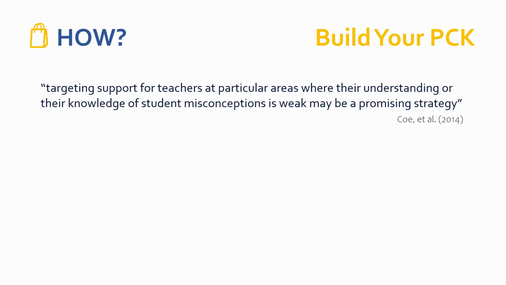So how do we do this? How do we go about making sure our PCK is up to scratch? We can, of course, improve our subject knowledge, or we could study new strategies and hope that those things overlap, or we can be a bit more precise. Back to Coe and colleagues from 2014 said this: targeting support for teachers at particular areas where their understanding or their knowledge of student misconceptions is weak may be a promising strategy. Find out what student misconceptions are most common and focus your efforts on working out what to do about them.